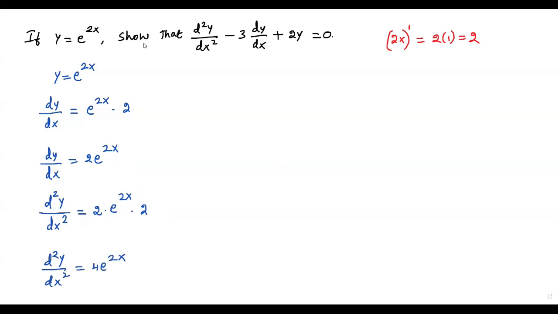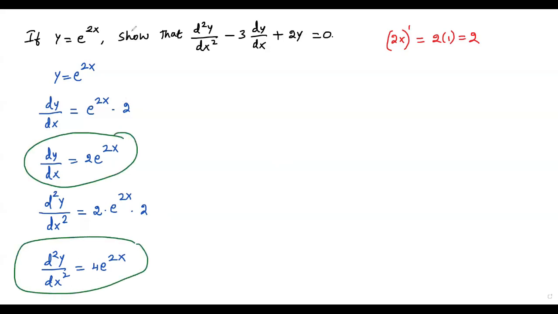Okay, now I have the first derivative here, and I have the second derivative here. Now I have to plug these results into this expression. Let me write this expression as it is: d²y/dx² minus 3 times dy/dx plus 2y equals. Now for d²y/dx², I can plug in 4 times e to the power 2x, minus 3 times, for dy/dx, I can plug in 2 times e to the power 2x, plus 2. We have y over here.